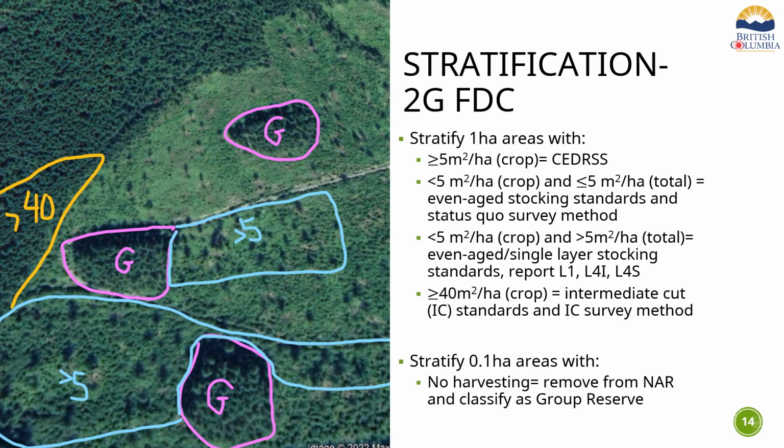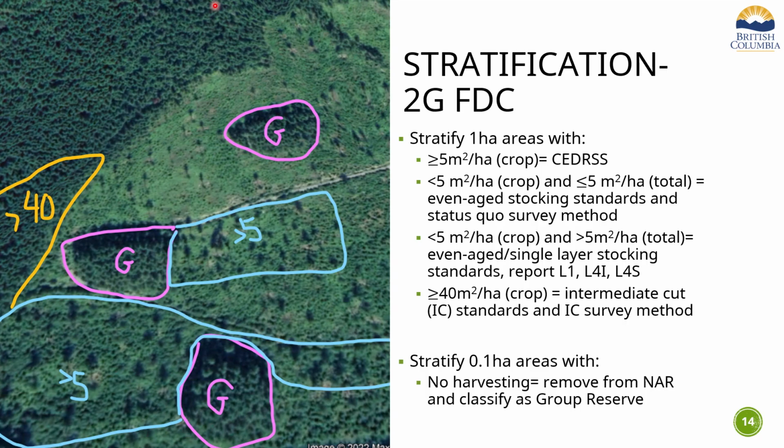Okay, next, if there's any area greater than 1 hectare with greater than 40 meters square crop and some harvesting has been completed, you would also need to stratify out these areas. So let's pretend like that's this area over here. So these areas wouldn't have a regeneration obligation. They'd fall under FPPR 44. So you need to move this area under intermediate cut stocking standards, which are different from CEDRSS, and then you need to survey this area after harvesting, wait 12 months, using the intermediate cut survey method.